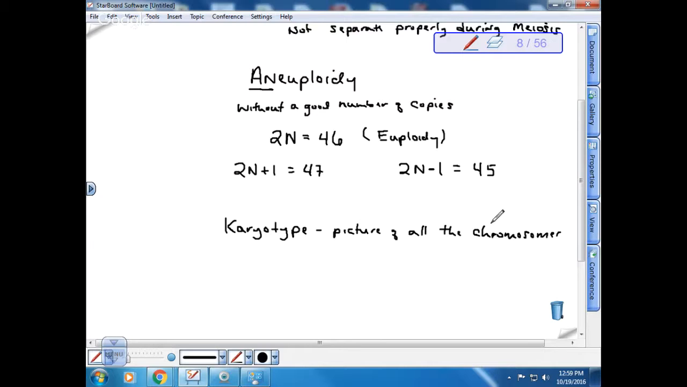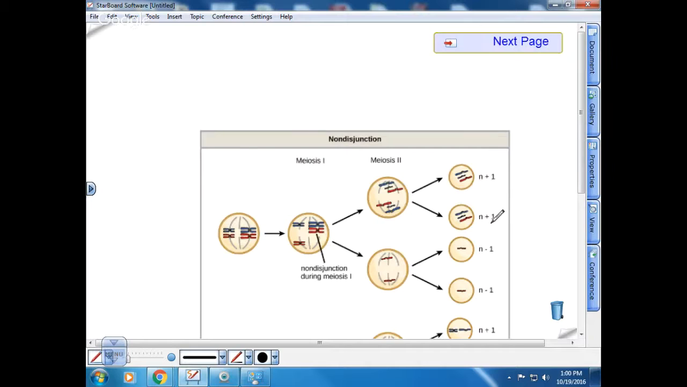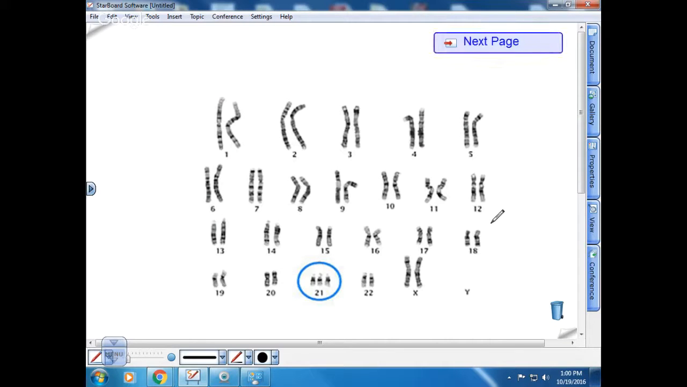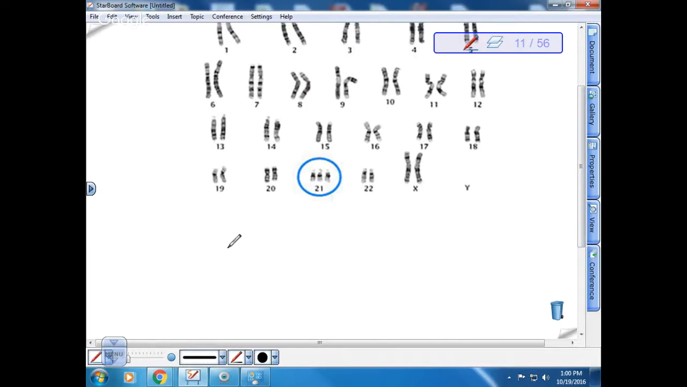So when we look at an image of a karyotype, okay, here we can see that if we looked at all of the chromosomes, we could pair them up based upon their size and their shape and their staining pattern. And then this individual would have 3 copies of chromosome number 21. So what is that referred to as? We have an extra copy of chromosome number 21. It's a trisomy of 21, but that's commonly called Down syndrome.